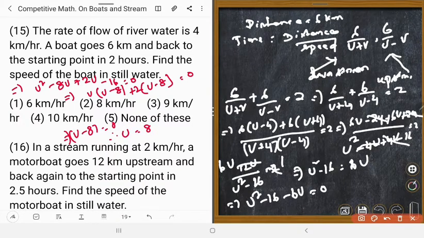Could you understand? So u is equal to 8, and the correct answer is, which is the correct answer? 8 kilometer. Which number? Number 2. So number 2 is the correct answer. Right?